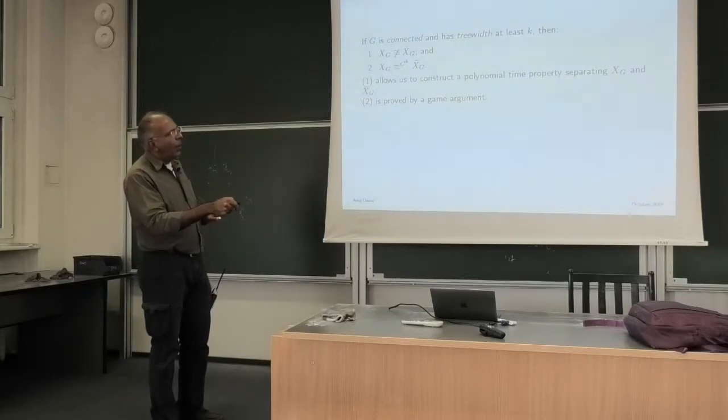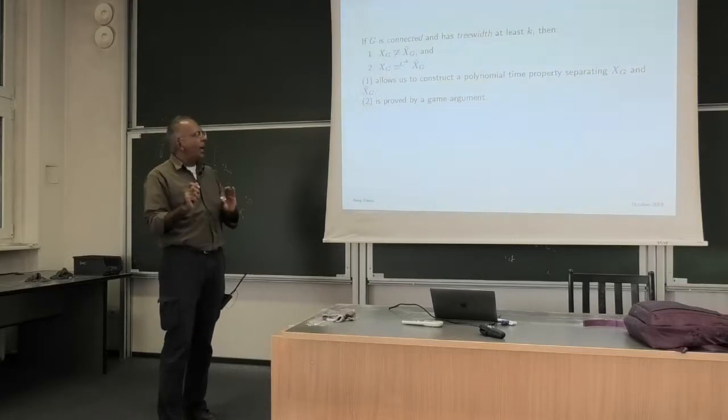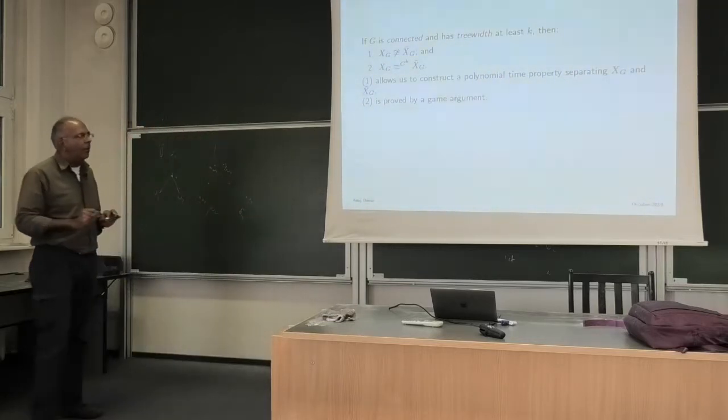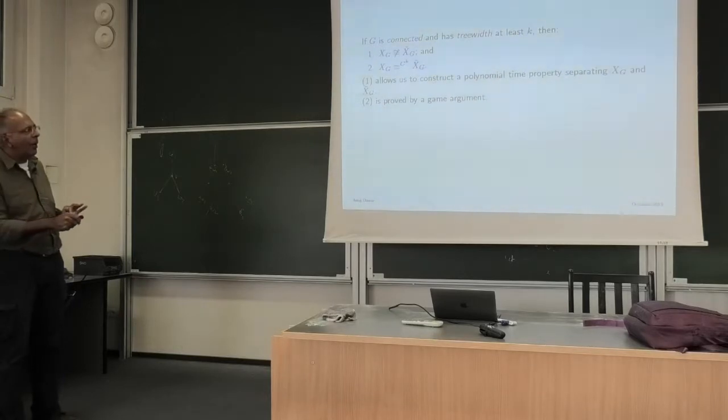And constructing a polynomial time property separating X_G and X tilde G, I'm not going to go into the details. You know, that we can get a polynomial time property. I'm more interested in the second. How do we prove this? And we're going to use a bijection game to prove it.